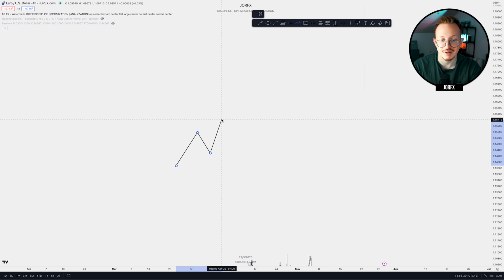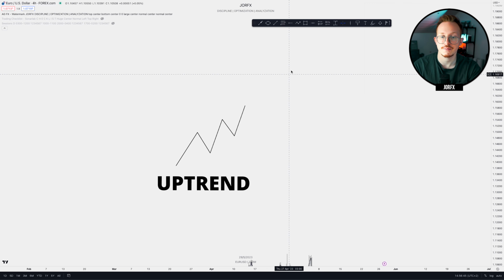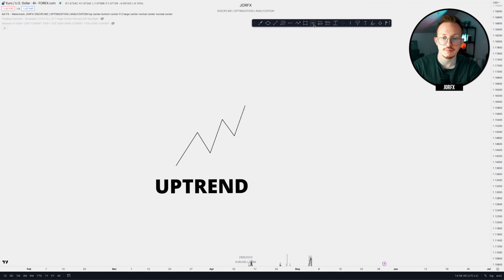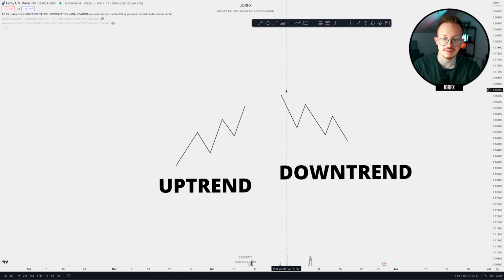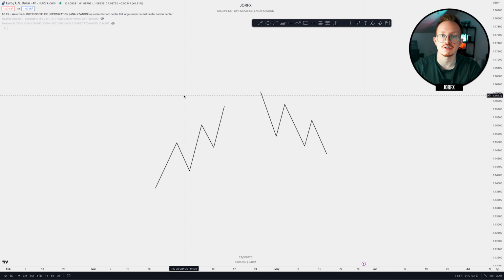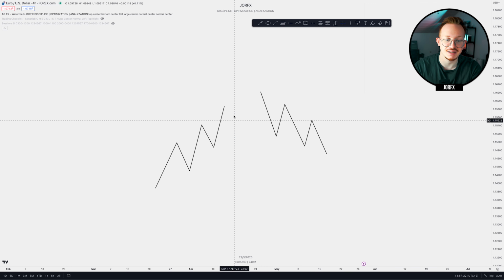If the market forms a higher high and a higher low, you are in an uptrend. Okay. If the market makes a lower high, a lower low, lower high, lower low, you are in a downtrend. So uptrend, downtrend, okay? I think everyone is familiar with this. This is basically lesson number one in trading, the most easy thing, how to identify a trend, an uptrend, a downtrend.